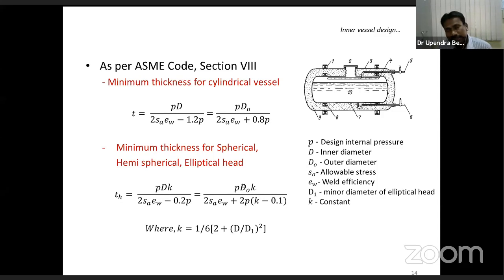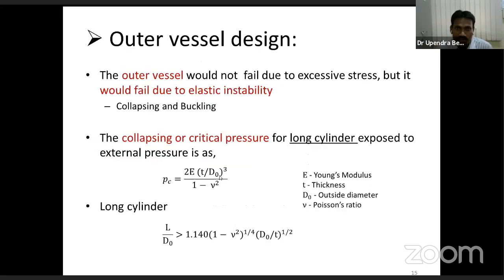So you got the thickness of the cylindrical vessel. Next is the thickness of the head at the end of the cylindrical vessel. With that, you need these two parameters to design the inner container, and then the outer vessel design. For the outer vessel, the internal pressure does not come into play, because between the inner vessel and the outer vessel there is vacuum.